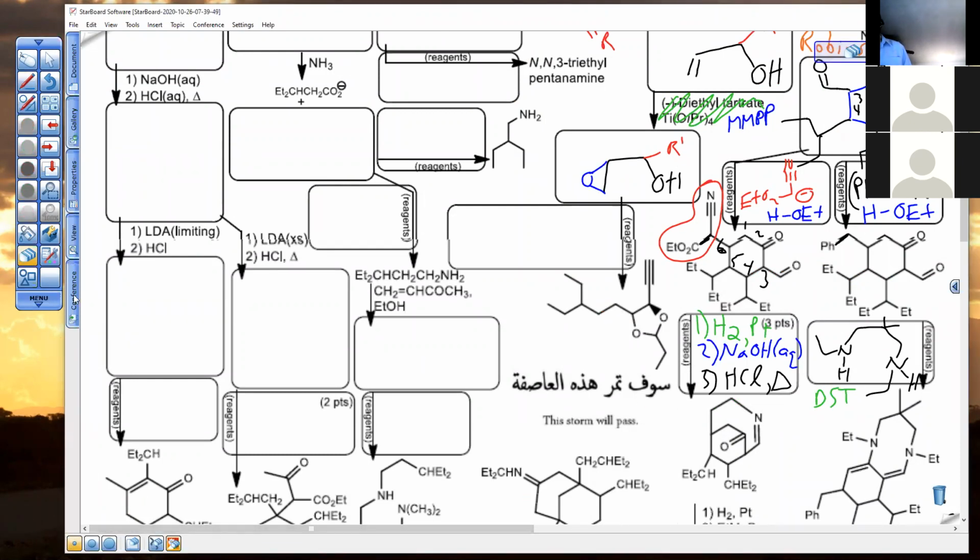Where's my eraser? I have not picked my eraser. Doesn't like me. I can't erase this because I grouped it with something. I'm sorry.